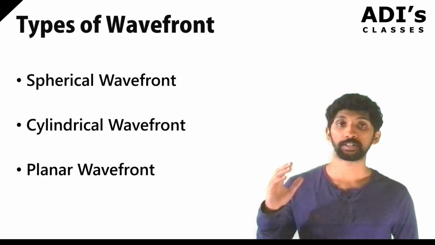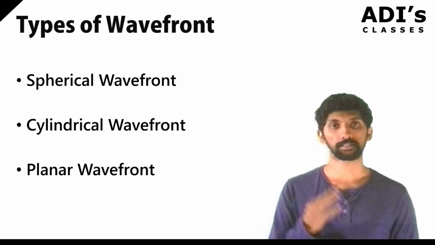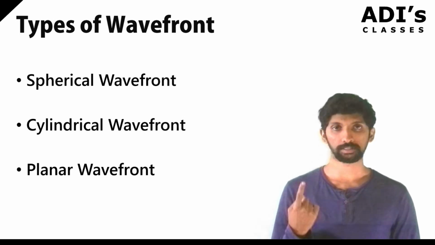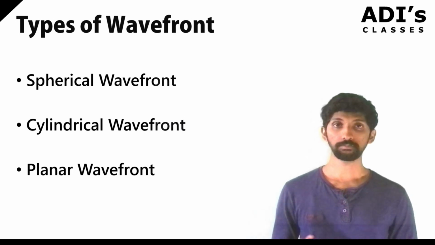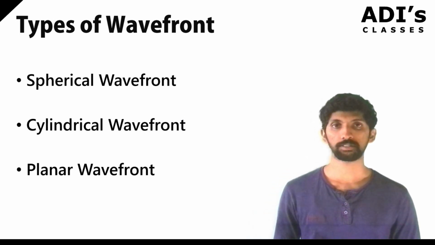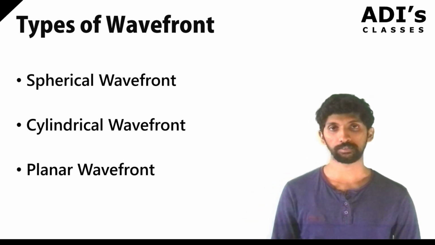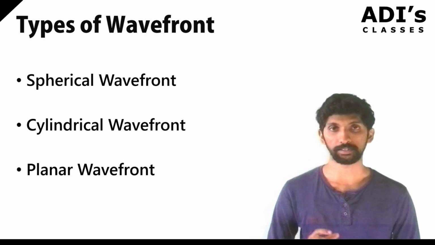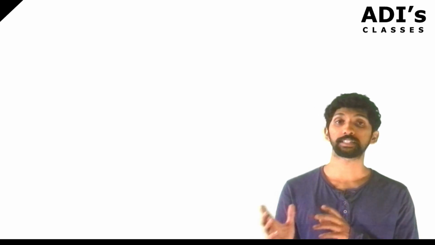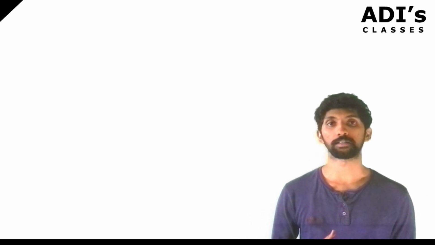Then we learnt about different types of wavefronts. Under that, three main things. One is a spherical wavefront, where the source is a point object. Then we have cylindrical wavefronts, and then we have planar wavefronts. Planar wavefronts are when the source is at infinity, correct? So these were the types of wavefronts that we learned.